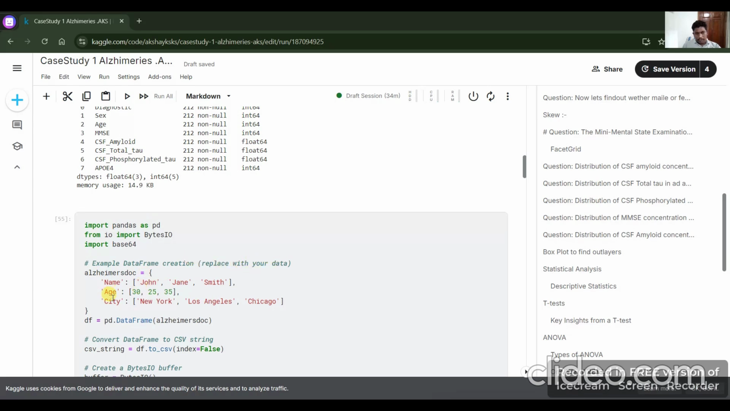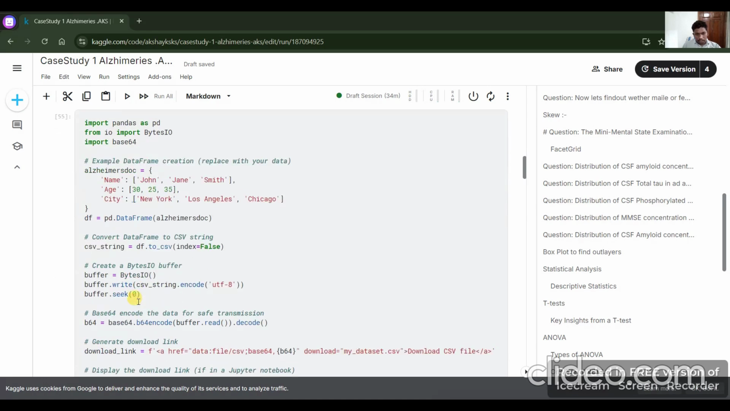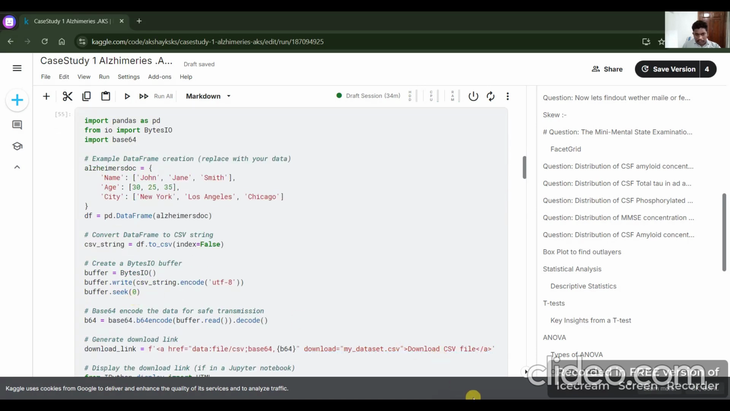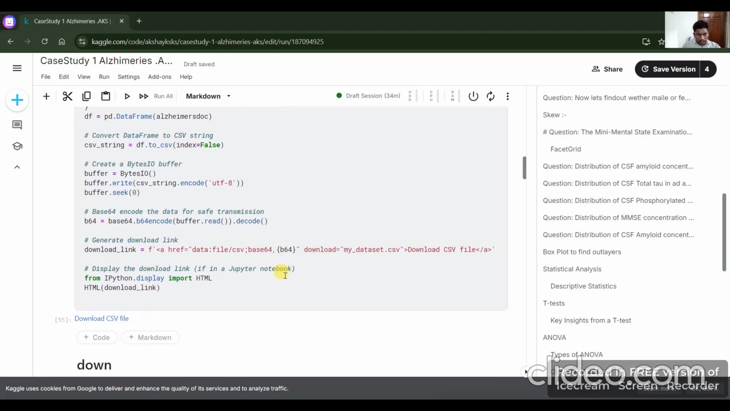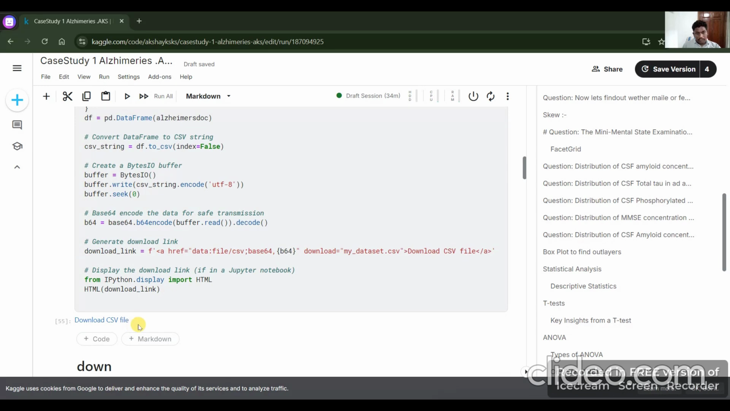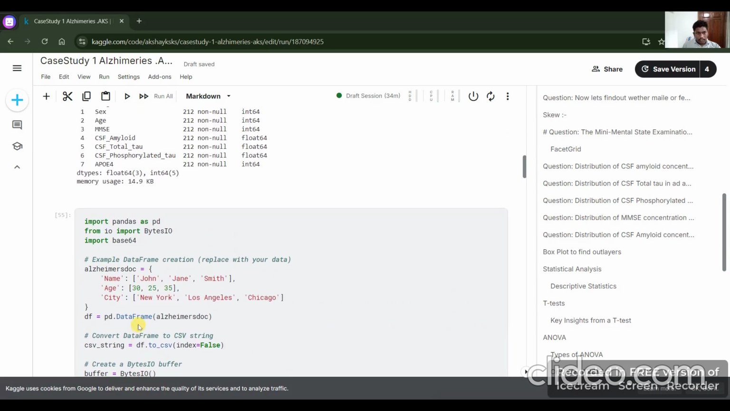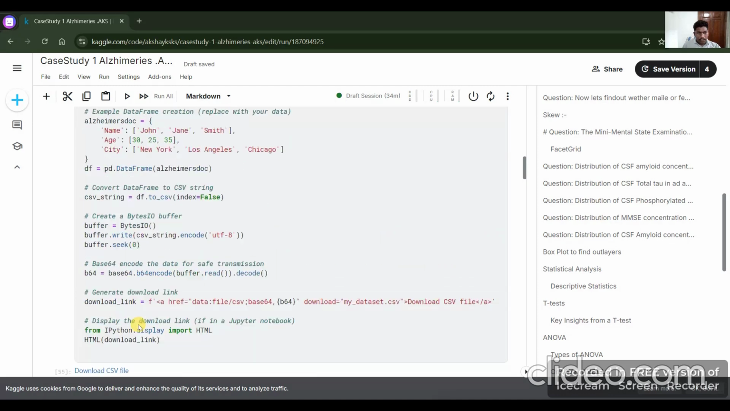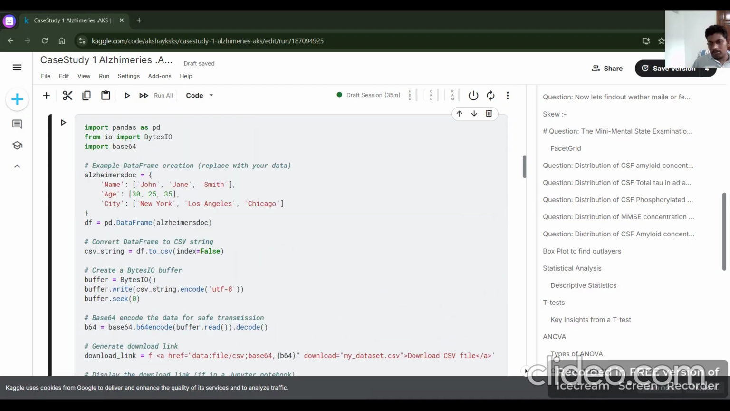Replace it with the Alzheimer's data. This is one minute. This is another, this is the CSF, downloading the CSF file. Sorry, this is wrong. We can see.